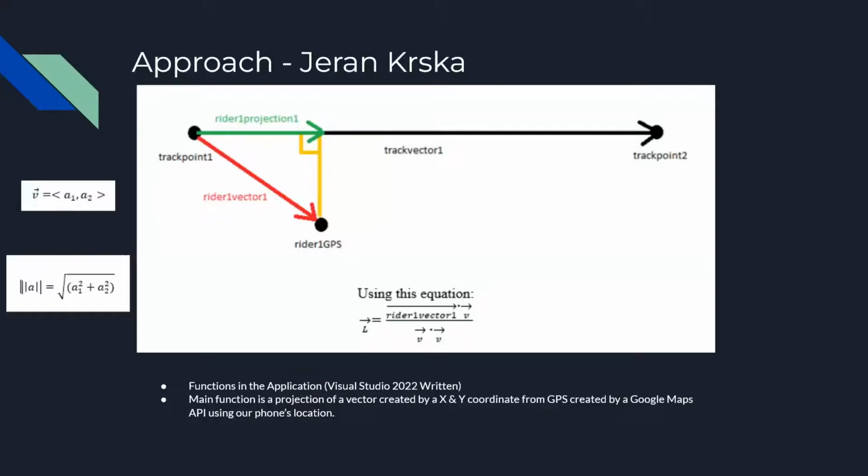In between each track point, we create a vector, and as the rider goes along in his GPS coordinate, it will create a vector with the first track point on that vector. Seen here are the equations we're going to use to create vectors, which I'm sure everybody understands, and then of course scalar projections onto vectors.